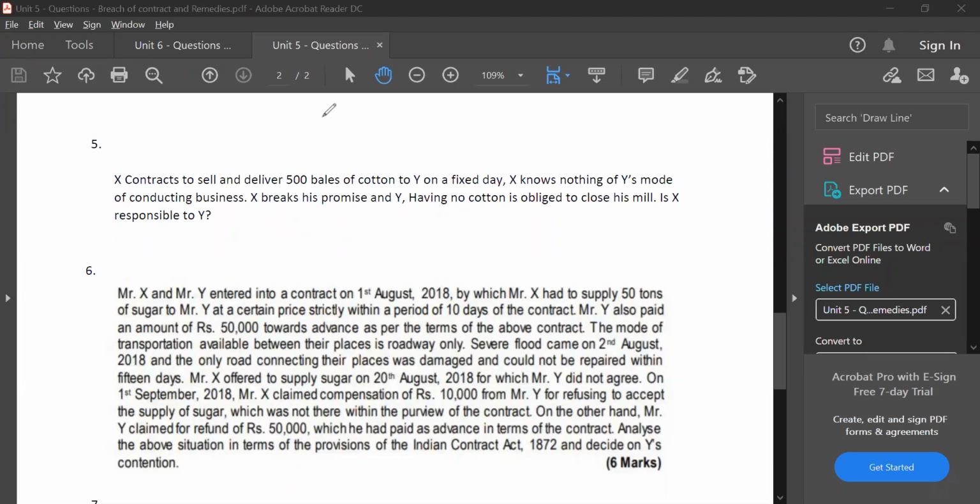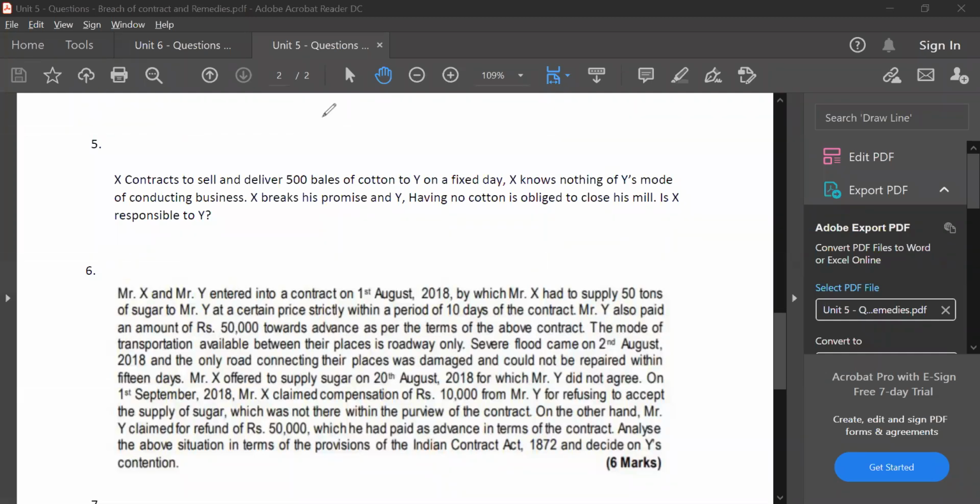Can you read the next question for us, Soumya? Yes, sir. Mr. X and Mr. Y enter into a contract on 1st August 2018 by which Mr. X had to supply 50 tons of sugar to Mr. Y at a certain price strictly within a period of 10 days of the contract. Mr. Y also paid an amount of rupees 50,000 towards advance as per the terms of the above contract. The mode of transportation available between their place is roadway only. Severe flood came on 2nd August 2018 and the only road connection to their place was damaged and could not be repaired within 15 days.